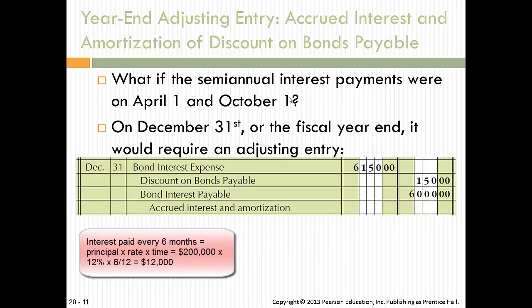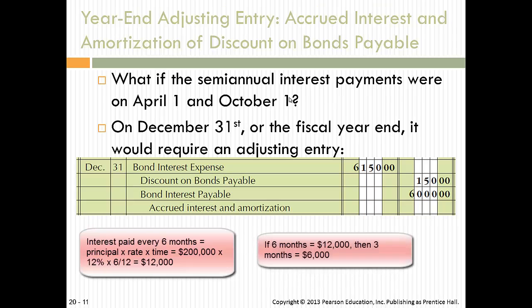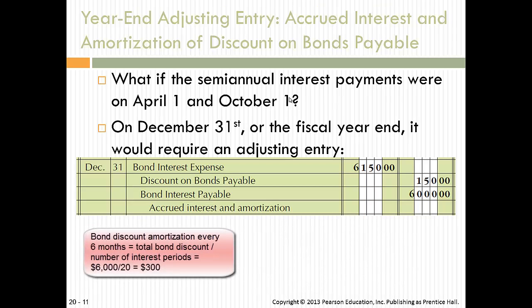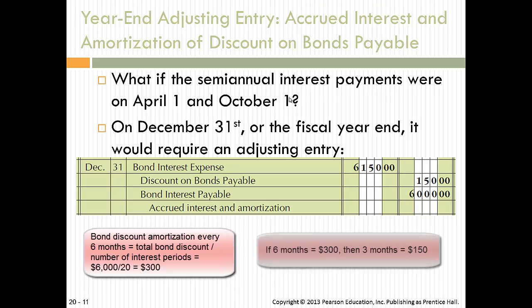If a 6-month interest cycle starts on October 1st, how many months of interest expense do we record as having been incurred on December 31st? Well, that would be 3 months worth: October, November, and December. We also determined we amortize $300 of bond discount every 6 months. So how much do we amortize on December 31st if the interest cycle starts on October 1st? Again, that would be 3 months worth, which is $150.